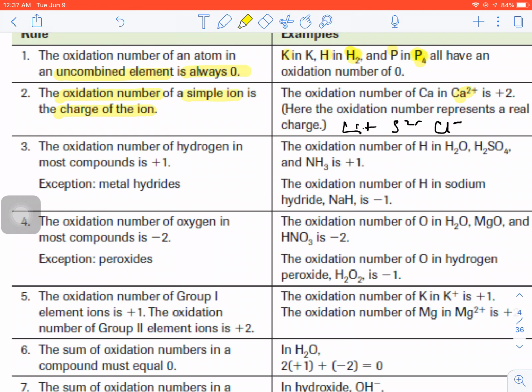Okay, rule number 3. I'm going to get rid of the exception here because we're not going to do any exceptions. Rule number 3 says hydrogen is always +1. Unless it's on its own as an element, in any compound, hydrogen will always be +1. Here, hydrogen is +1. If I have HCl, hydrogen's +1. If I have H2O, hydrogen's +1. If I have H2SO4, hydrogen's +1. So hydrogen in a compound will always be +1.